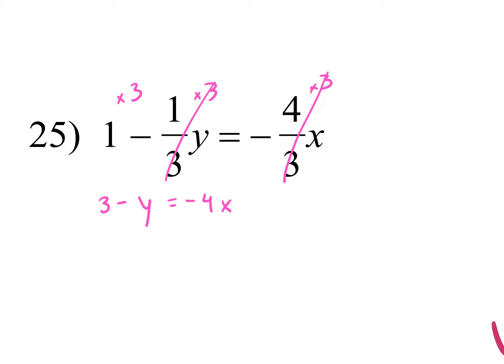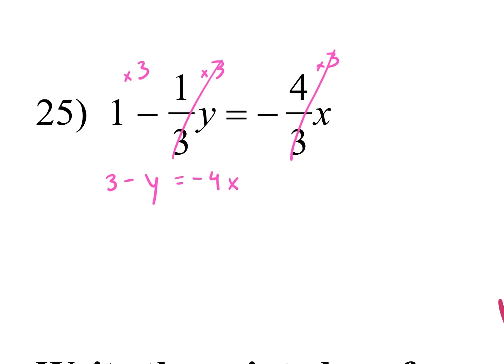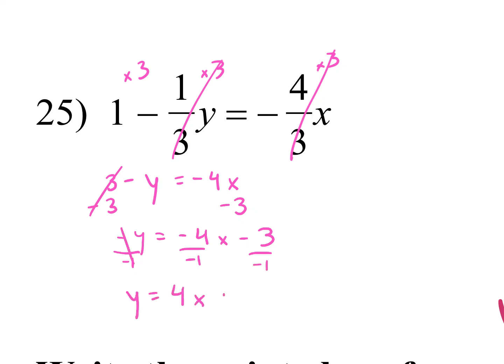So I multiplied everything times 3. So I want it to be y equals, so I'm going to subtract 3 on both sides. So I have -y is equal to -4x minus 3. I need it to be a positive y, so what can I do to make this a positive y? I can divide everything by -1. So I have y is equal to 4x plus 3. So I just change the signs of everything in my equation.